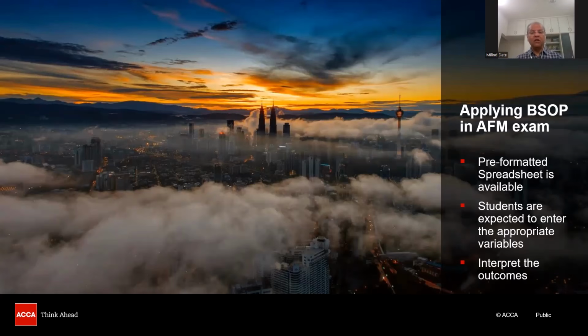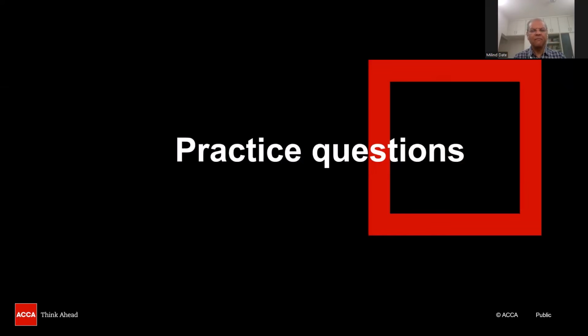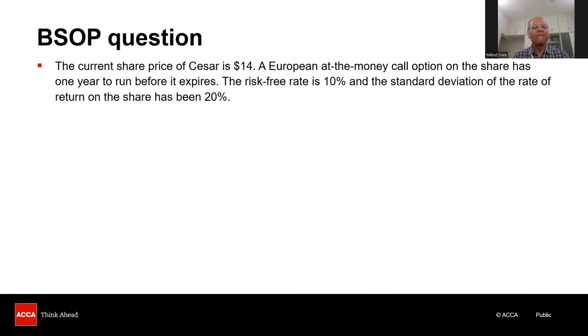Of course, this question could be there as a part of a 50 mark Section A question or a 25 marker Section B question. So it could be tested anywhere in the AFM examination as such. So let's quickly look at a practice. Current share price of Caesar is $14. A European at-the-money call option on the share has 1 year before it expires. Risk-free rate is 10%. Standard deviation is 20%. As I said, these are directly given.